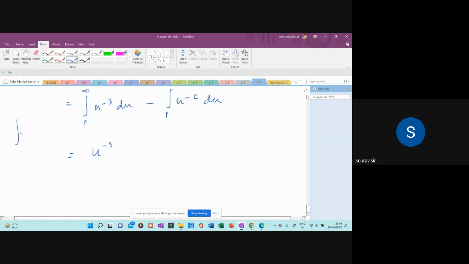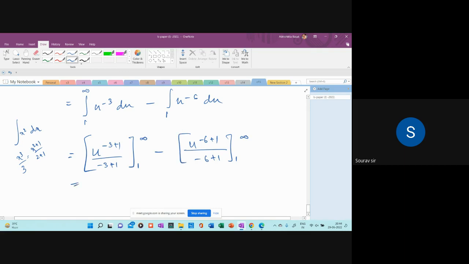So we know integration of x squared dx gives me x cubed by 3, that is basically x to the power 2 plus 1 by 2 plus 1. So this is u to the power minus 3 plus 1 by minus 3 plus 1, 1 to infinity, minus u to the power minus 6 plus 1 by minus 6 plus 1, 1 to infinity. So let's compute this in details.